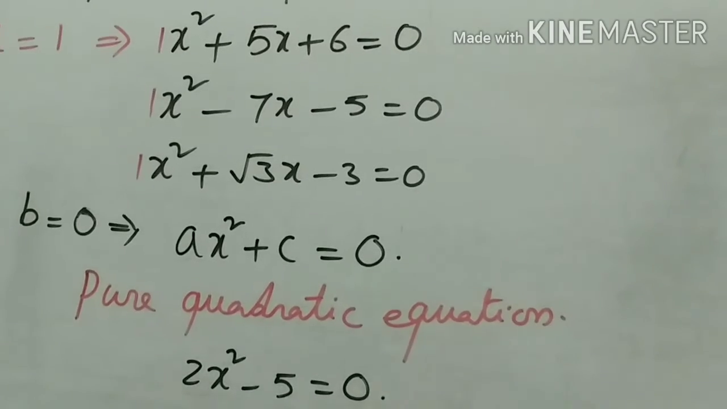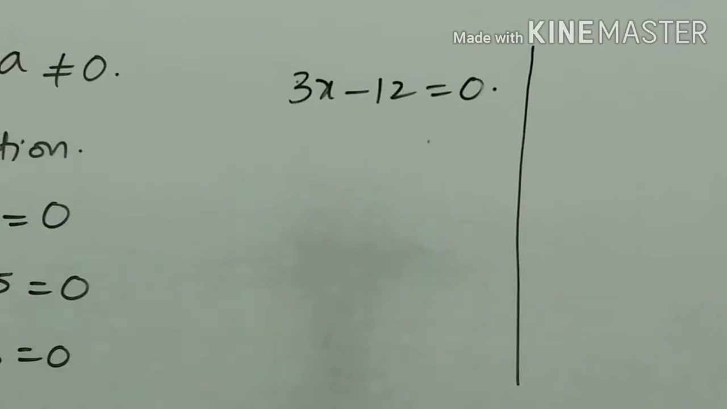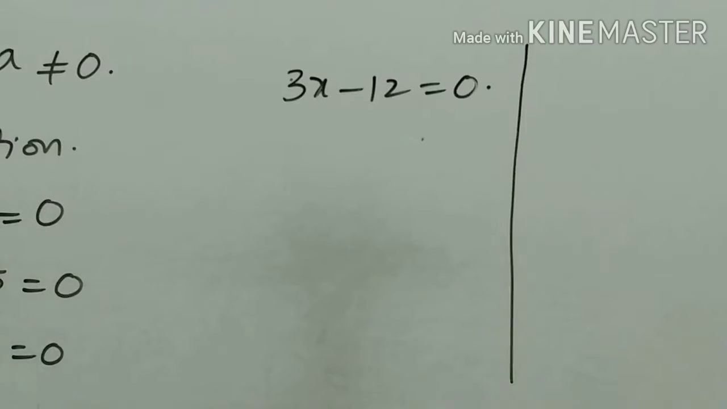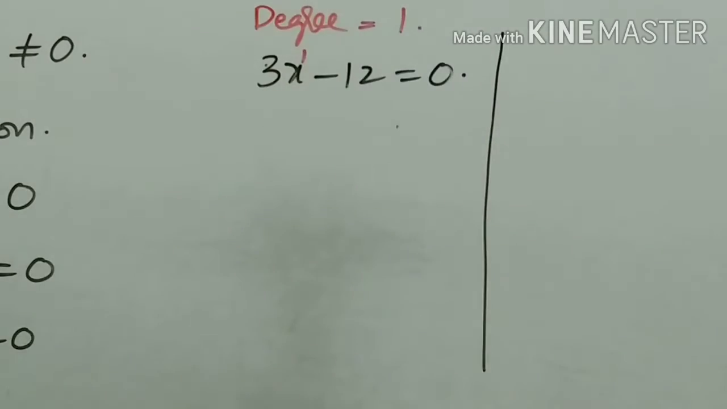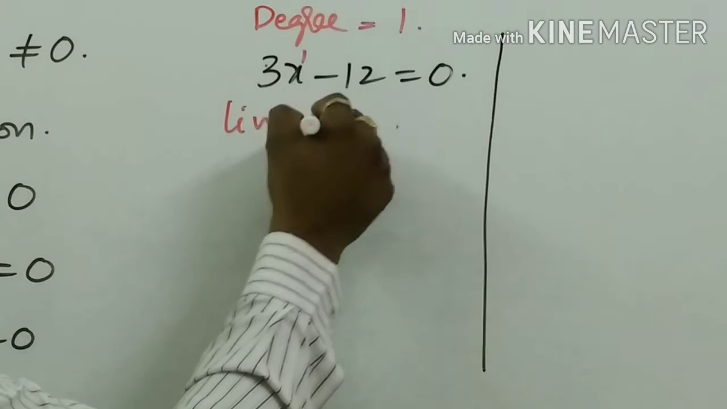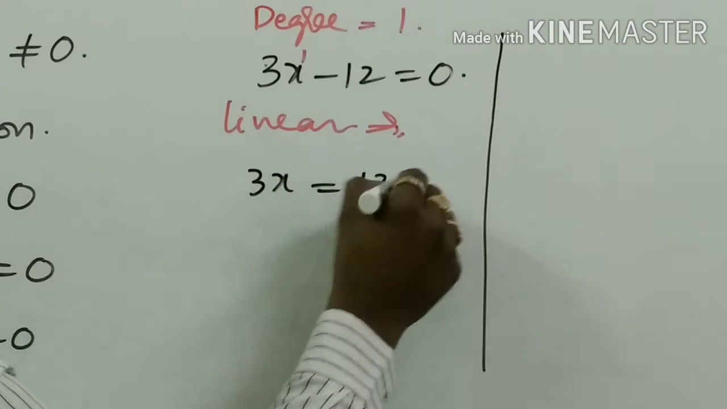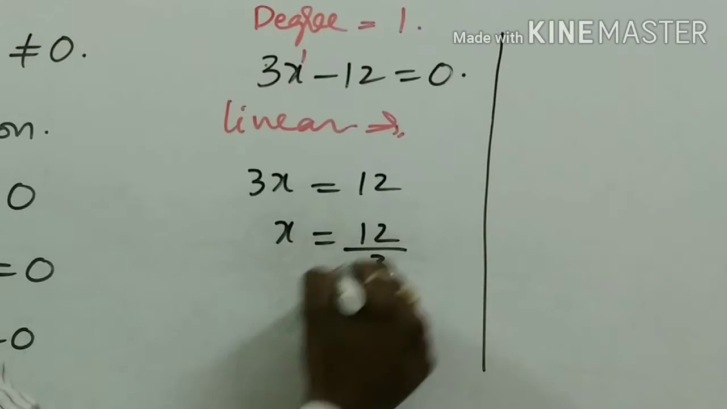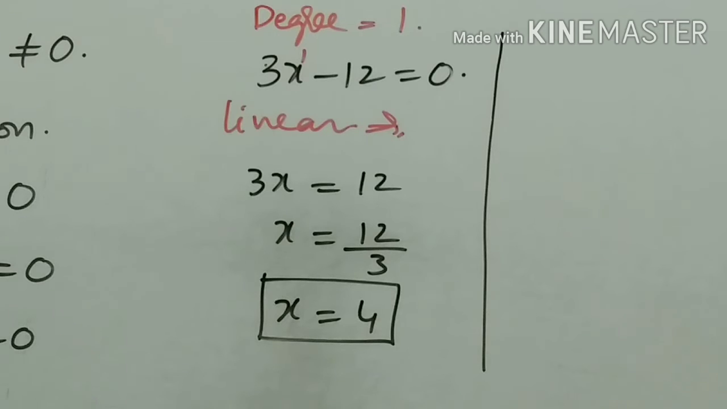I will explain. Suppose you have an equation like 3x minus 12 equal to 0. What is its degree? Degree is 1. So what type of equation is it? A linear equation. How do we solve this linear equation? 3x is equal to 12, x is equal to 12 by 3, then x is equal to 4. It is a root or zero of the polynomial.